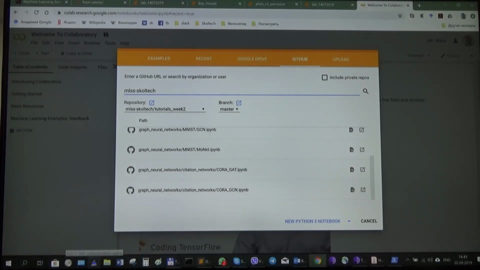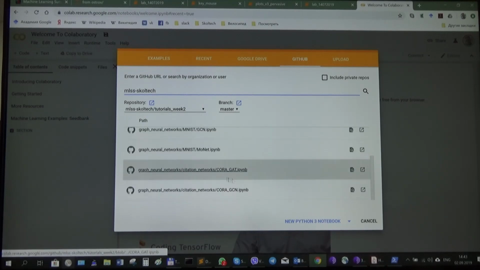And today we're going to just look at a couple of Jupyter notebooks on the Colab system that implement a couple of graph neural networks that process the Cora data set. To access them, you just open Colab, go to the GitHub tab, input MLSS-Scultech, and choose the MLSS tutorials week 2. And then you're going to see the list of notebooks.